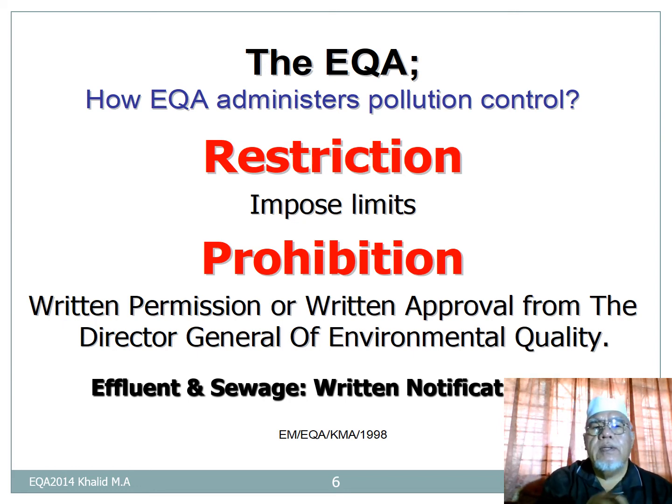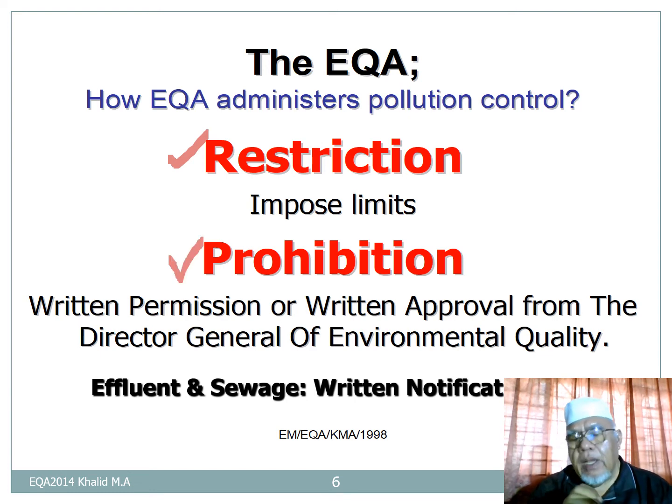Number one is restriction, and number two is prohibition. What does it mean? This law contains regulations, or some people call it subsidiary provisions. We call it regulations or orders, which are mechanisms to help those respective agencies to enforce this particular law.